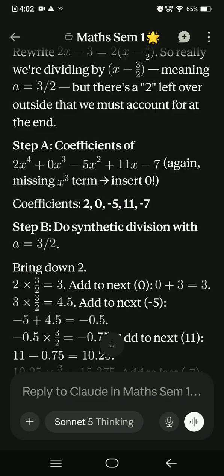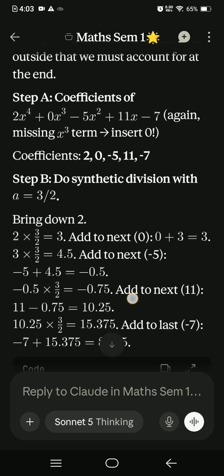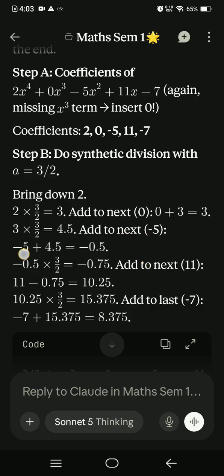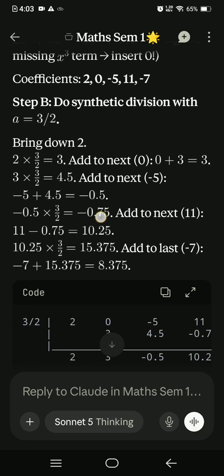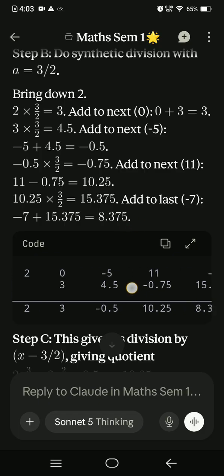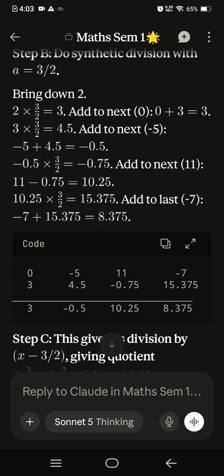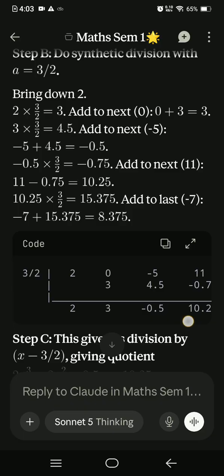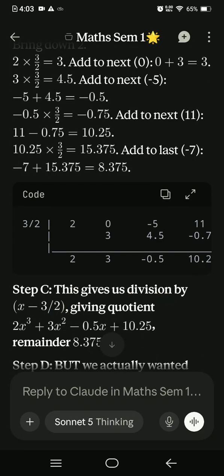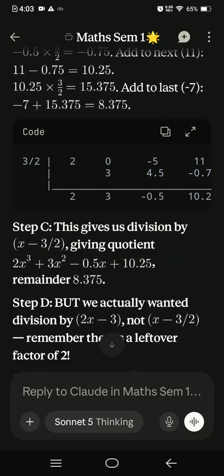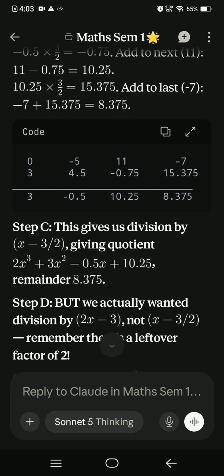So 9 by 2 plus minus 5. Minus 5, 9 by 2 is 4.5. Similarly, we are going to go on and we will get 8.375 as our remainder. This is the remainder and these are the coefficients for the quotient. This gives us the division by this, giving quotient 2x cube 3x square minus 0.5x plus 10.25, and this remainder.